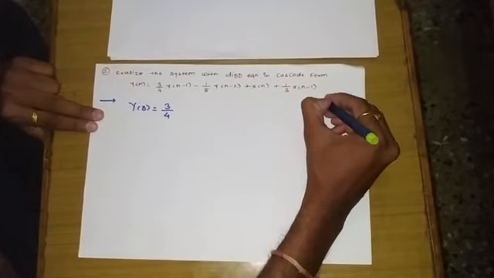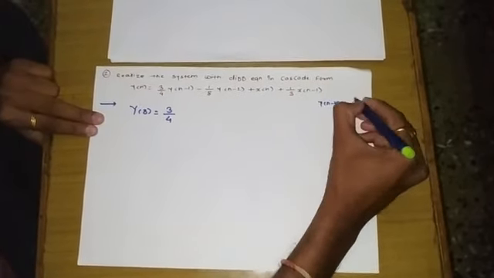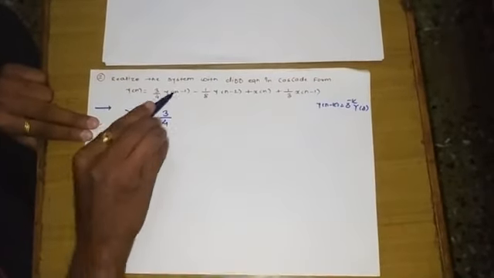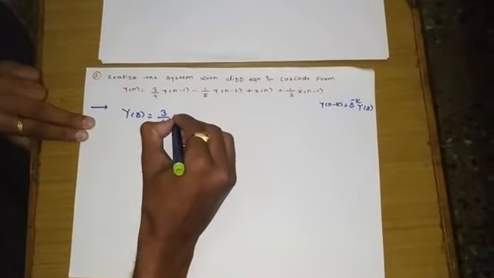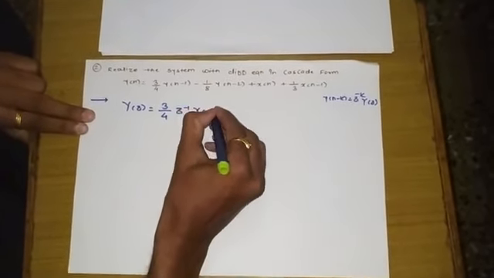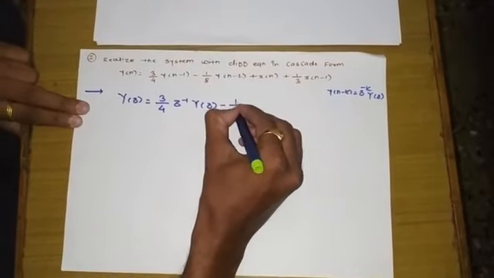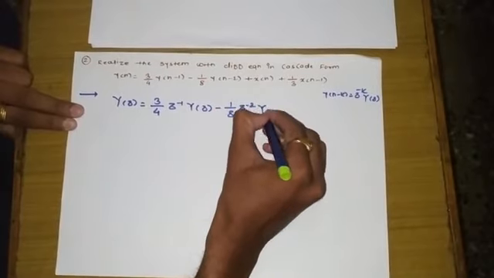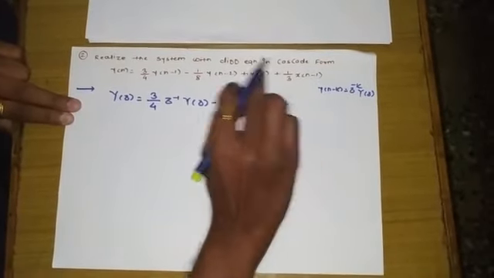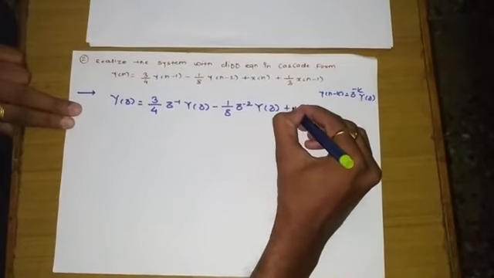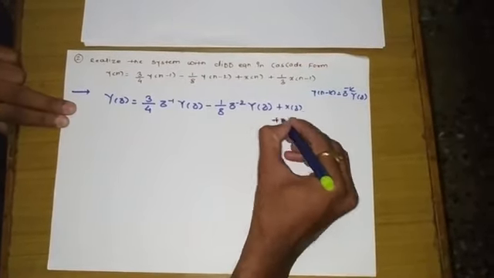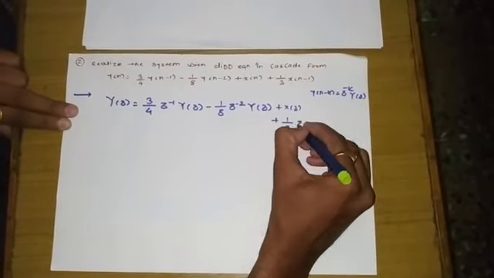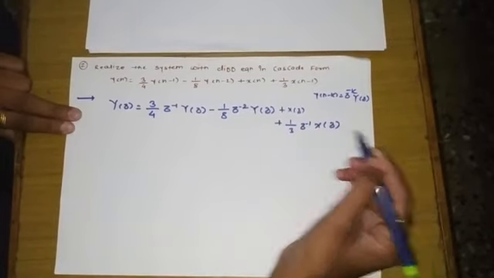I'm writing it here. The Z transform of y of n minus k is always Z raised to minus k into y of z. Now here k is nothing but 1. So we'll get Z inverse into y of z, minus 1 by 8. This is shifted by 2 units, so we'll get Z raised to minus 2 into y of z, plus x of n's Z transform is x of z, plus this term 1 upon 3. Now this is shifted by 1 unit, so it is Z inverse into x of z.